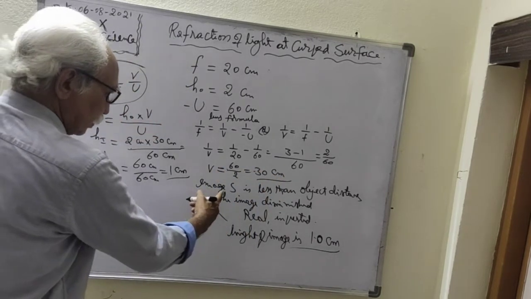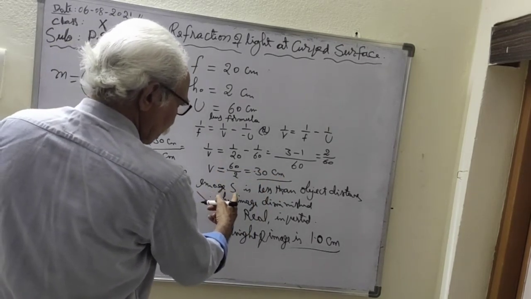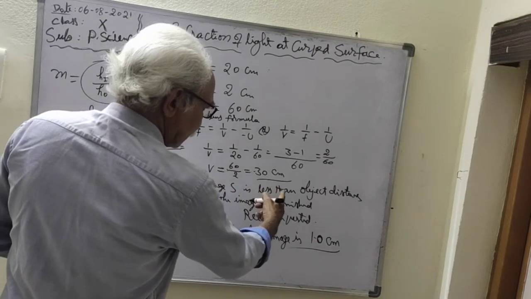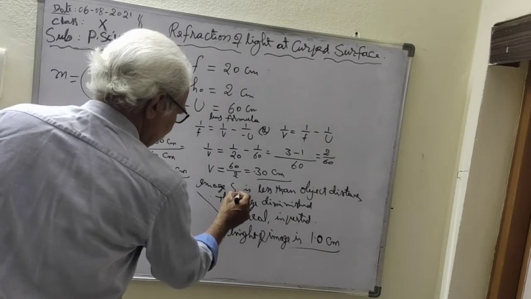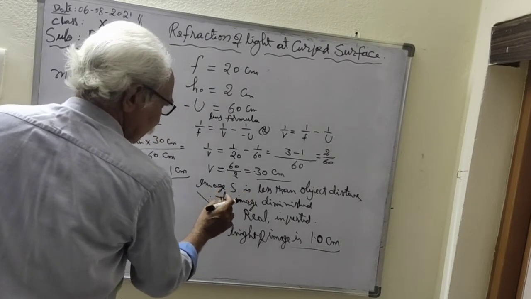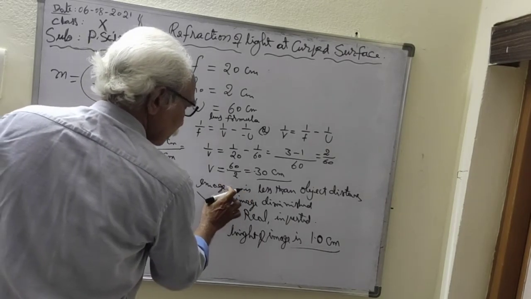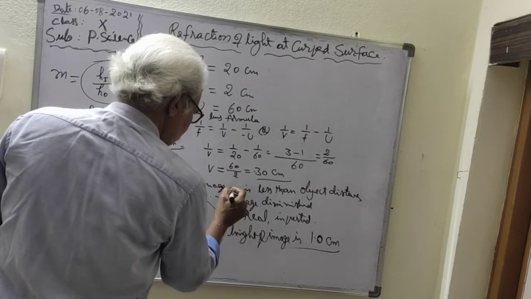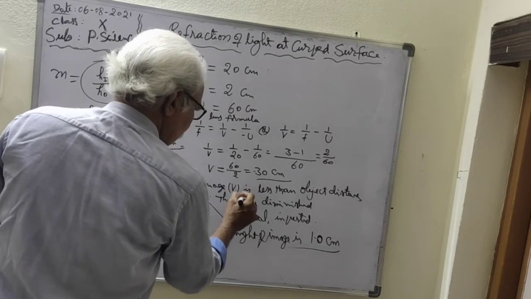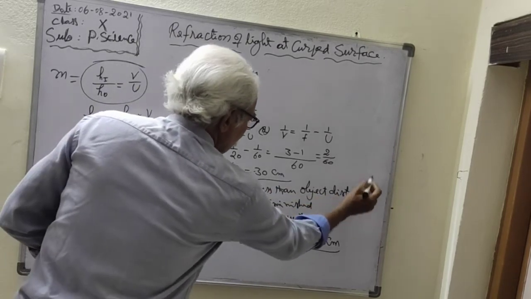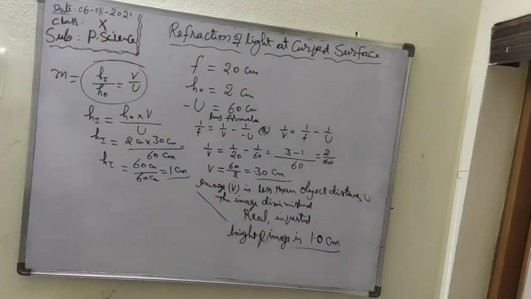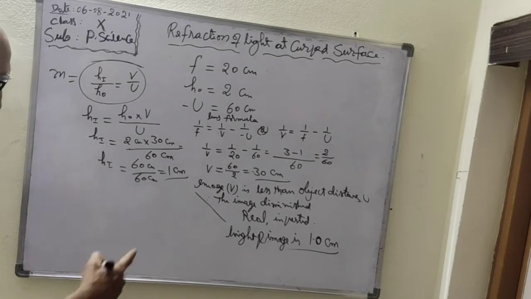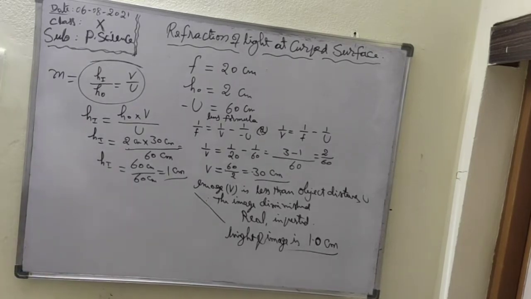So this is the distance of the image. Image distance is less than the object distance. Therefore the image is diminished, a real inverted image. So the height of the image is equal to 1.0 centimeters.